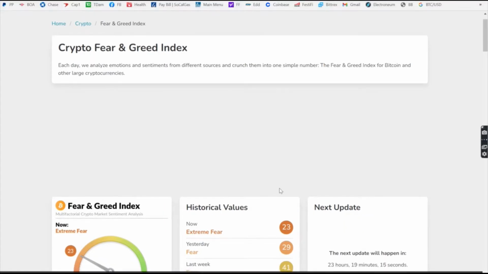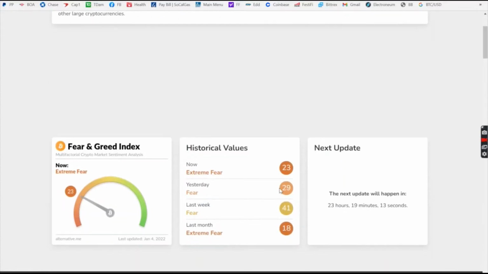All right, so I'll touch on this a little more. The Bitcoin Fear and Greed Index. It's a 0 to 100 scale, and right now it's at 23, which qualifies as extreme fear. I think I've seen it as low as 12. But anyway, the idea behind this is when the market is in extreme fear, that's when you should be accumulating and waiting for it to move up.